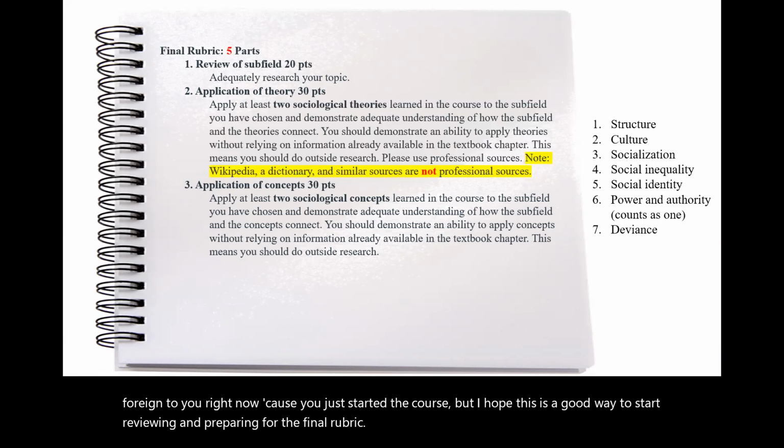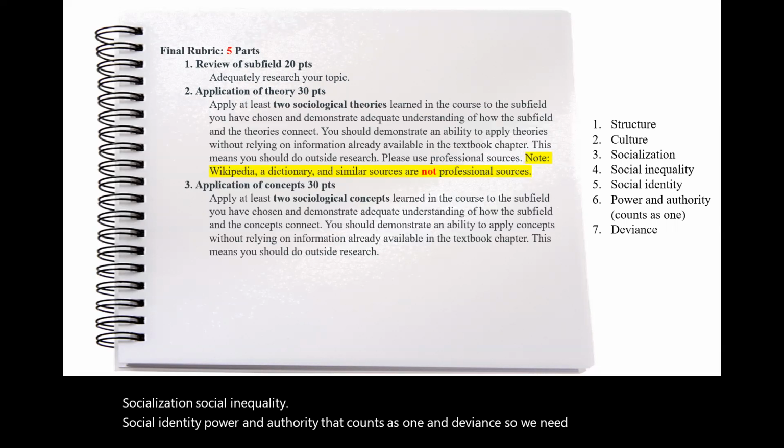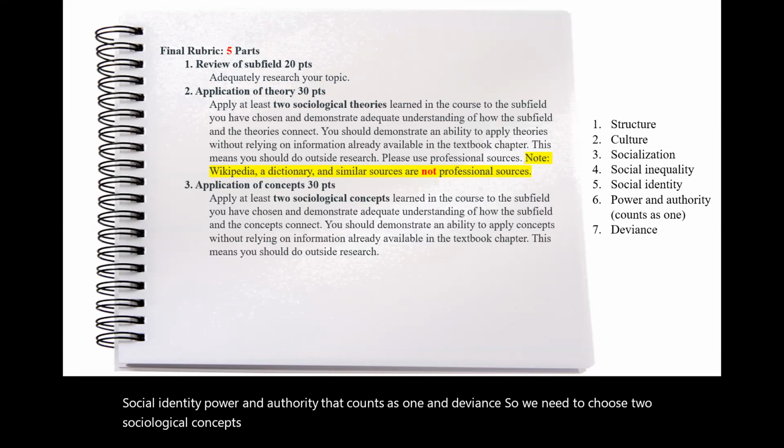So what are some of the sociological concepts? Well, on the right-hand side of this slide, you can see 7. Structure, culture, socialization, social inequality, social identity, power and authority, that counts as 1, and deviance. So we need to choose 2 sociological concepts from that list.